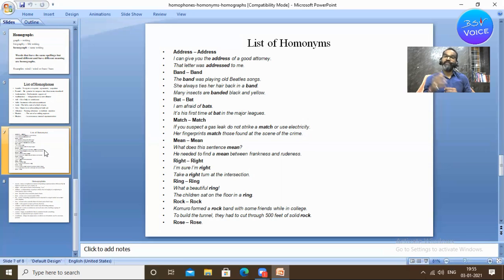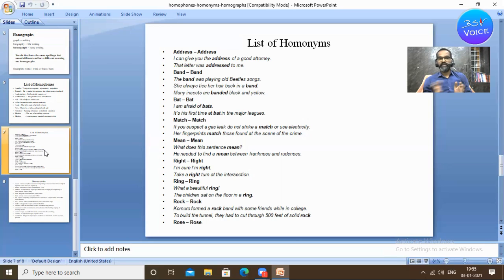And mean and mean. What do you mean? Mean is totally wrong: a mean person, mean mentality, a mean kind of personality. So here mean has some other meaning. But mean, what do you mean? What does it actually say? What do you understand? That's mean. What does this sentence mean? He needed to find a mean between frankness and rudeness. Yeah, so it is one thing. So the meaning of that mean is totally bad indeed, mean-minded fellows.